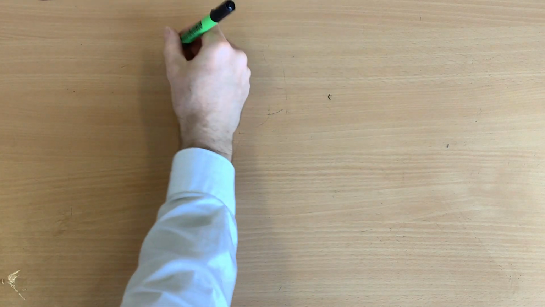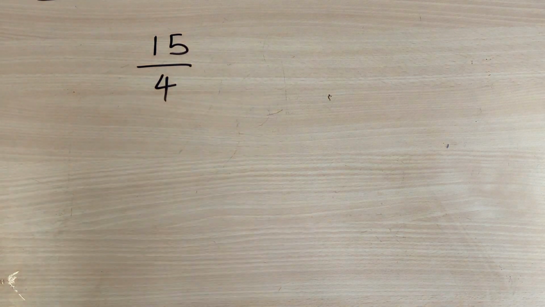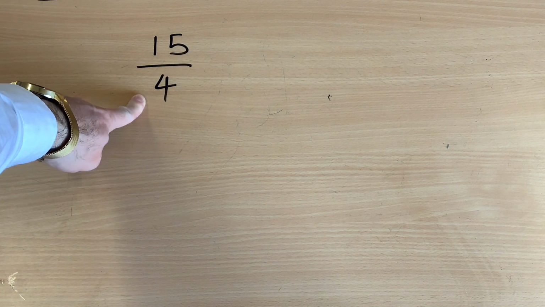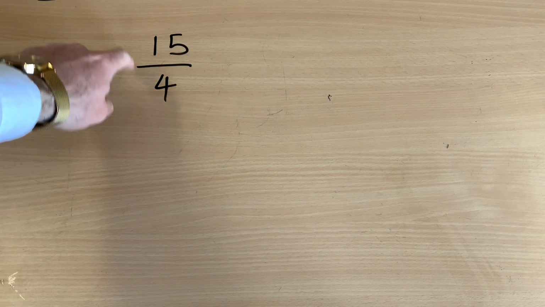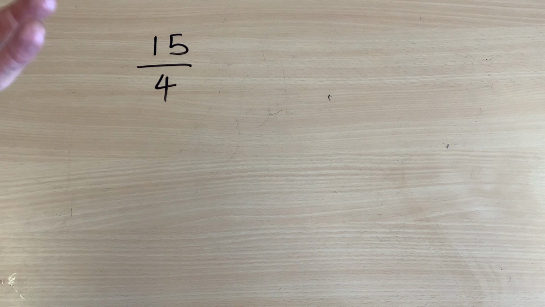So if I start with an improper fraction, so a fraction where the numerator is greater than the denominator, perhaps I have 15 quarters, or 15 over 4. What this means is that 4 pieces make a whole one, but I've got 15 pieces. I've clearly got more than one whole one, because I would need 4 to make one entire one.